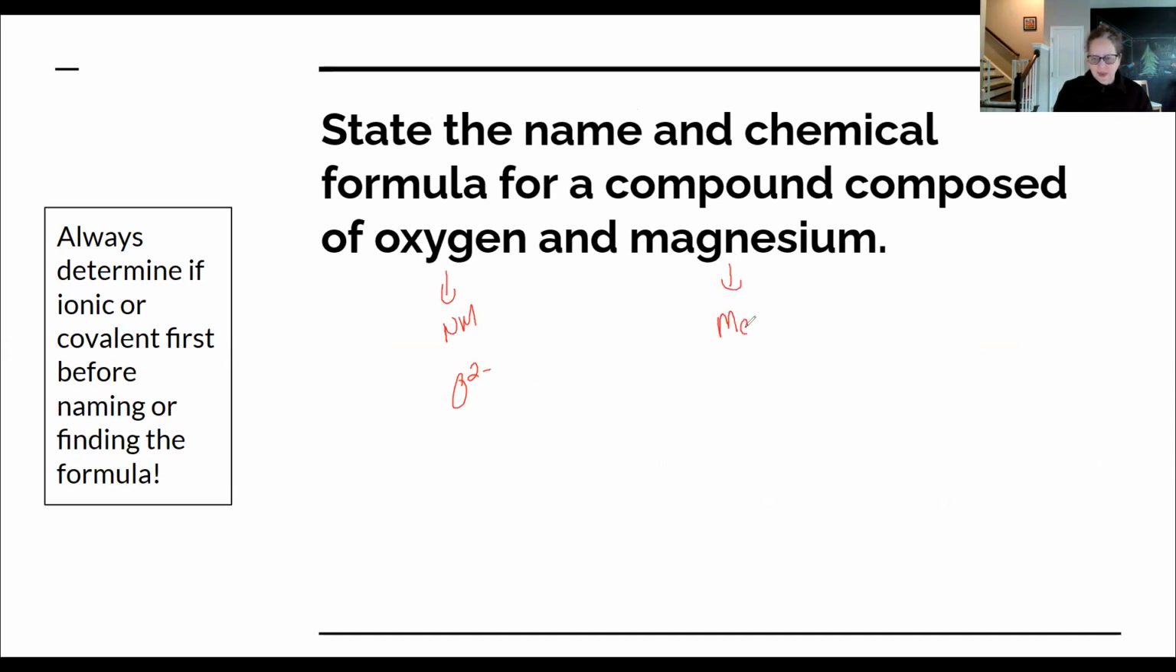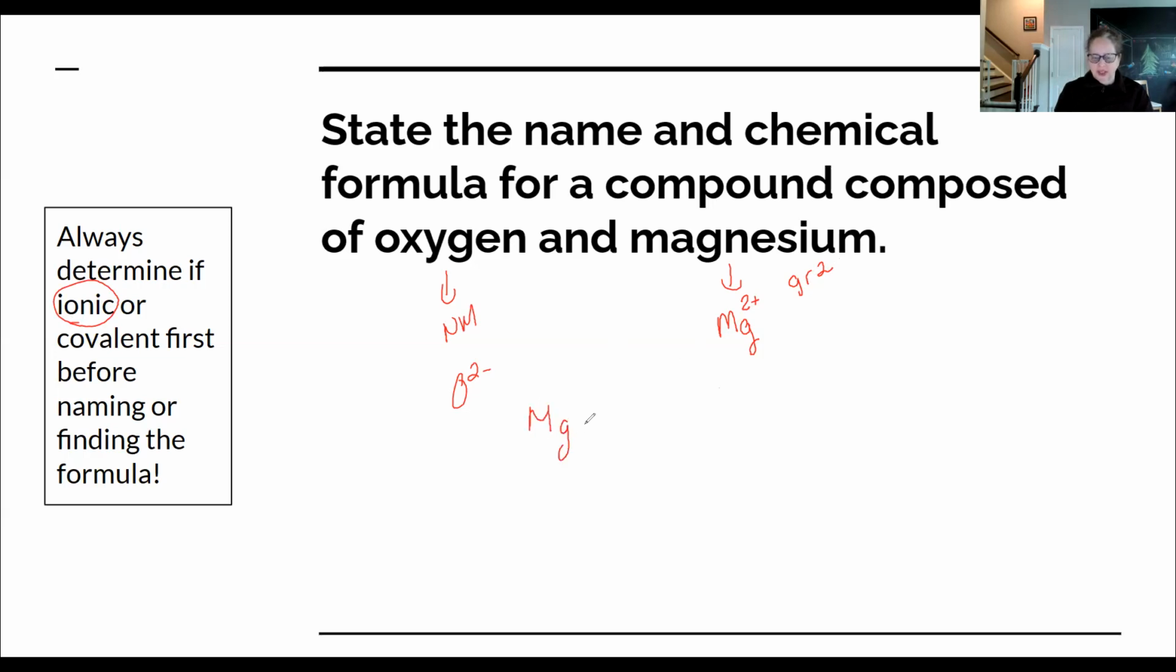Magnesium, capital M, lowercase g. On your SOL, the names are on the periodic table, so use that to your advantage. Magnesium is in group 2. So he has 2 valence electrons. He has 2 extra electrons he wants to get rid of. When he gets rid of those 2 negatives, he becomes 2 positive. We have an ionic situation here because we have a plus-minus bond.